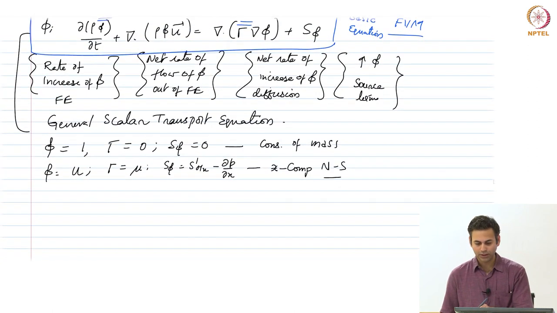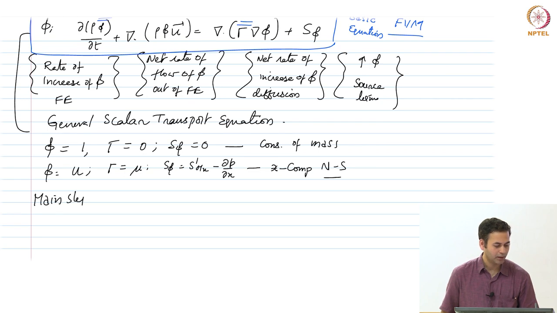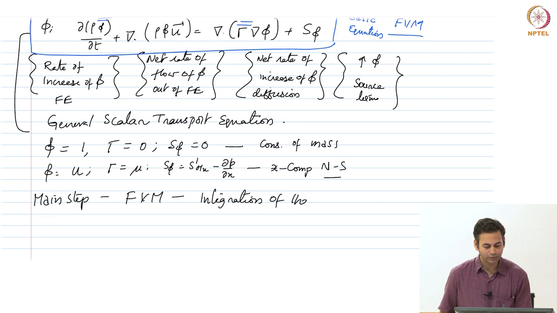Now the key step or the main step in the finite volume method is the integration of the general scalar transport equation, which I write as GSTE, that is general scalar transport equation. So the main step or the key step in the finite volume method is always to integrate this or any equation that we get on a control volume, okay.